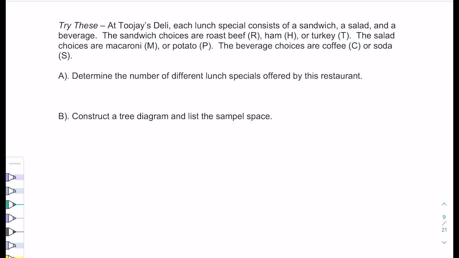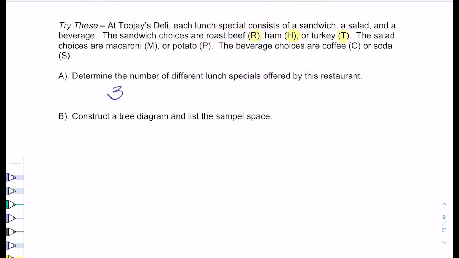Okay, so I'm going to use the counting principle. We know that when we go to a lunch special, it consists of a sandwich, a salad, and a beverage. So how many sandwiches are there? There are 3 different sandwiches: roast beef, ham, and turkey.